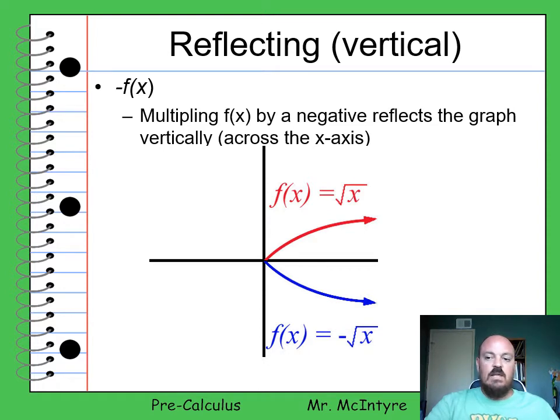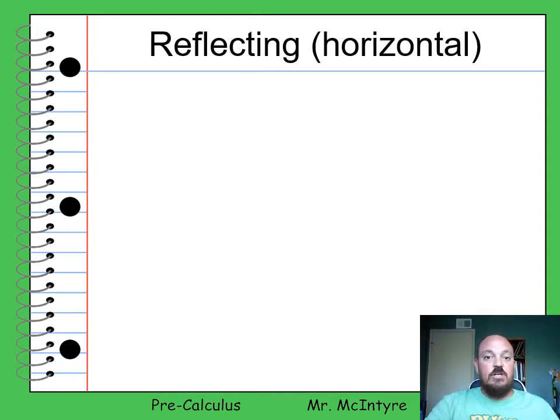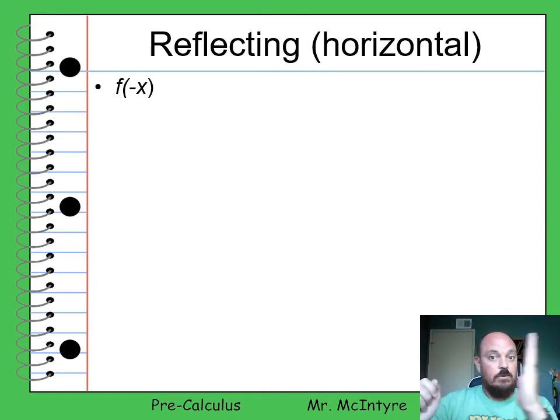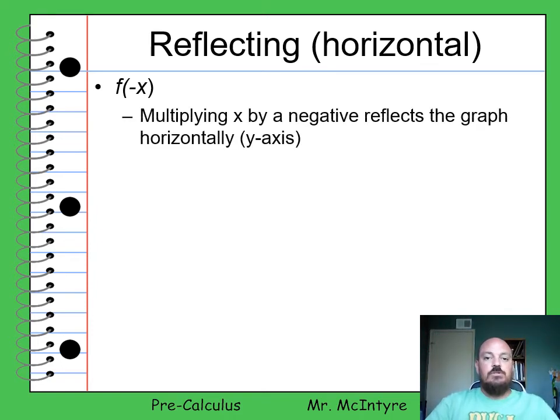Now, if you follow the patterns that we've been talking about, the next one would be f of negative x. So remember we said if I multiply f of x by a negative, that's a vertical reflection. If I multiply x by a negative, it's going to be the horizontal reflection. So multiplying x itself, not the f of x, but the x, by a negative number is going to reflect it left and right, horizontal, or it's going to reflect it over the y-axis this time.